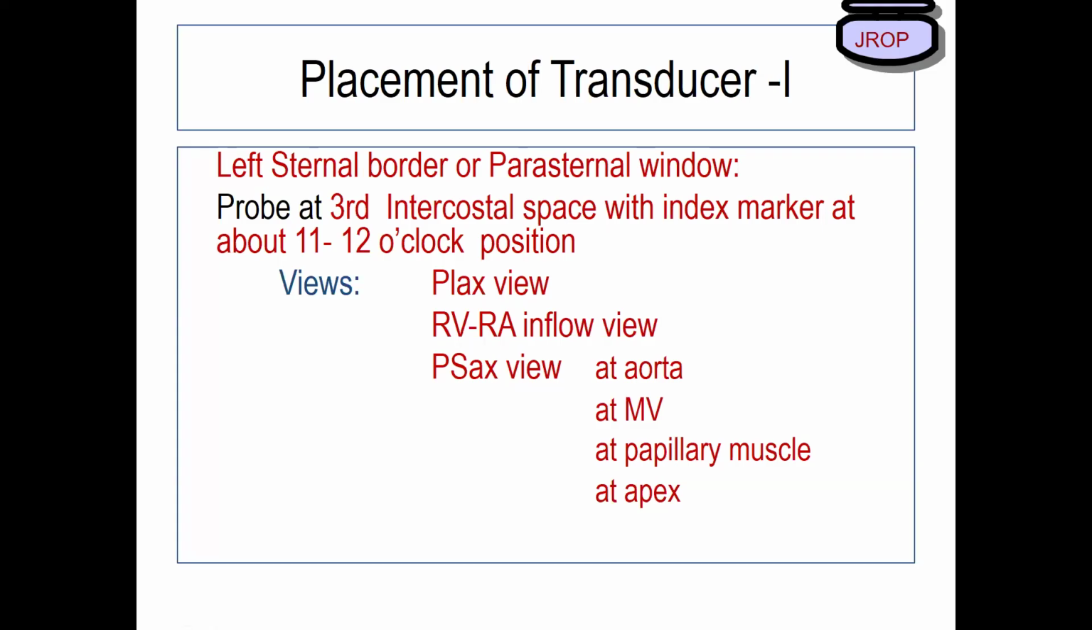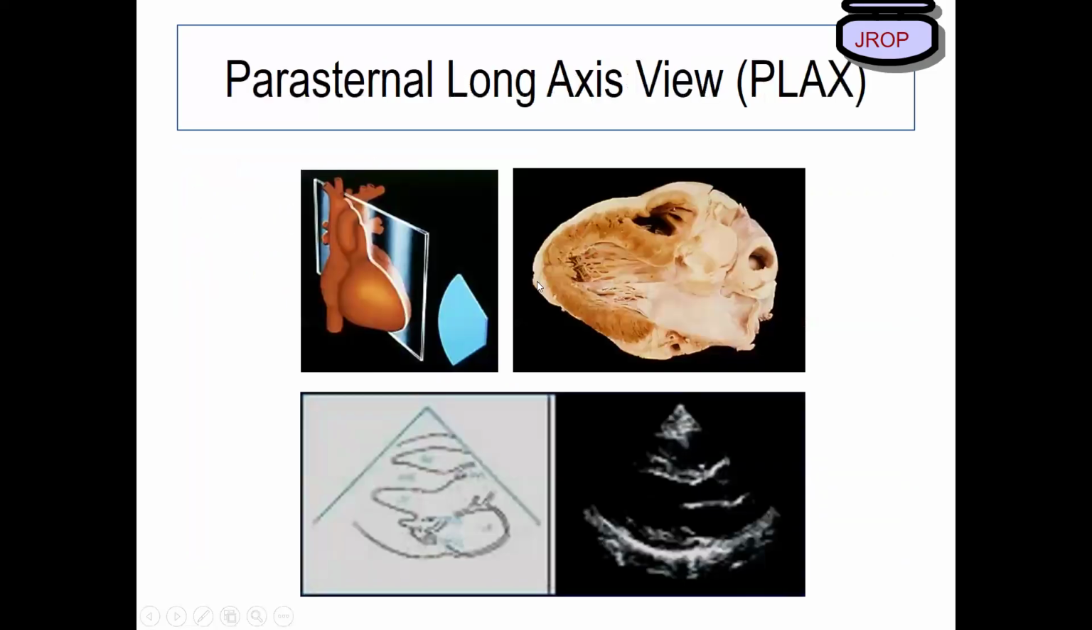Left parasternal border: feel your chest, where your left parasternal border is. Then feel your third intercostal space, close to the sternum, with the index marker of the probe at the 11 o'clock position. And you get the parasternal view straightforward. So let me show you.